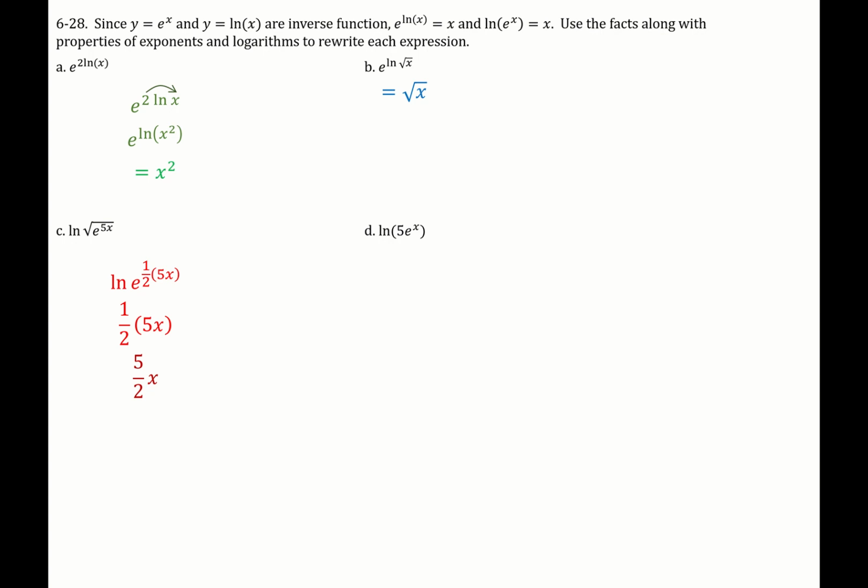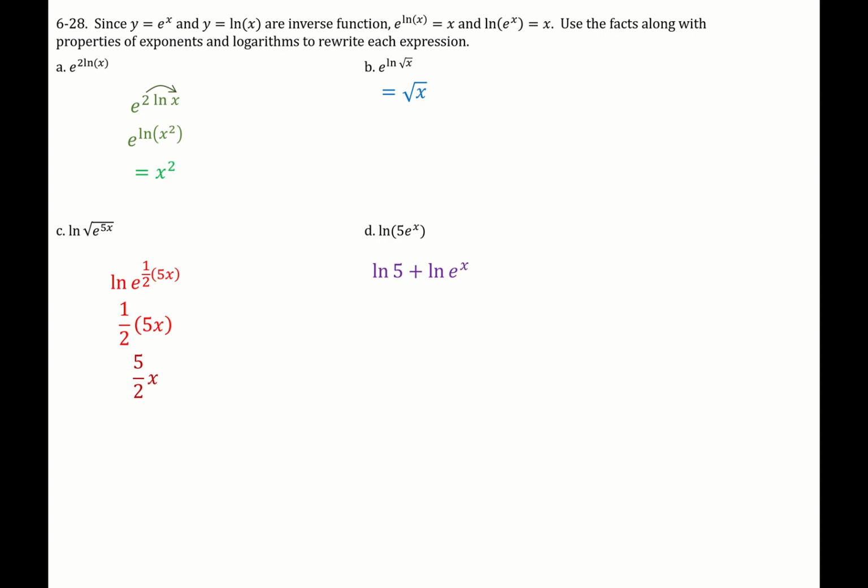And then lastly, ln of 5 e to the x. Again, ln and e to the x cancel, but only if they're basically right next to each other. So that 5 needs to be moved somehow. Now we do have a property that says you can separate logs. So if you have something inside that's being multiplied, you can separate it by doing addition. So it becomes ln of 5 plus ln e to the x.